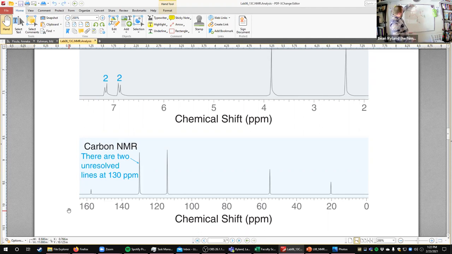You've got adjacent to R1, but opposite R2. Adjacent to R2, but opposite of R1. You've got adjacent to both of them, and you've got adjacent to neither of them. That's going to give you four signals in the aromatic region, right? So the fact that we only have two signals in the aromatic region kind of hints that maybe our compound is substituted like this, where we have R1 and R2 opposite each other. And we'll see if we can come up with a structure that matches that. So we know we've got a benzene ring, probably para-substituted. We don't know that for sure. We'll worry about that later.